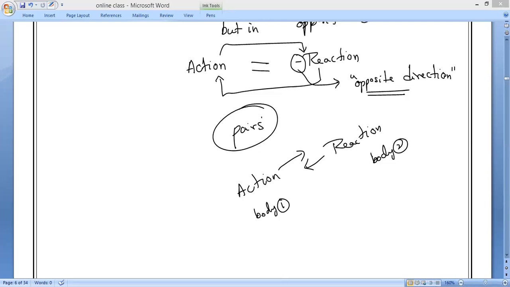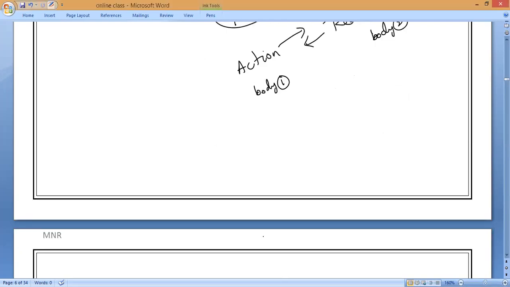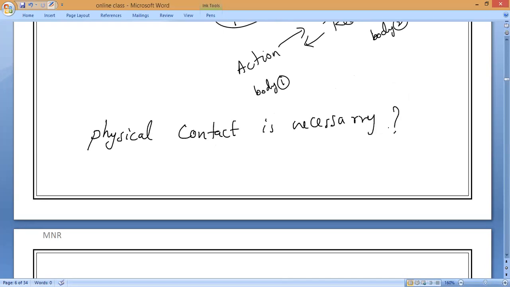Now, one more thing I am asking: is physical contact necessary between two bodies? Is physical contact necessary for action and reaction? Is it necessary in all cases?